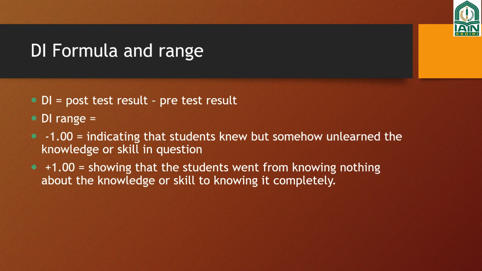And the DI formula and range. The DI formula is post-test result minus pre-test result, and the DI range is minus 1.0, indicating that students knew but somehow unlearned the knowledge or skill in question. And the next is plus 1.0, showing that the students went from knowing nothing about the knowledge or skill to knowing it completely. It means positive. So the course objective is reached perfectly by the student.